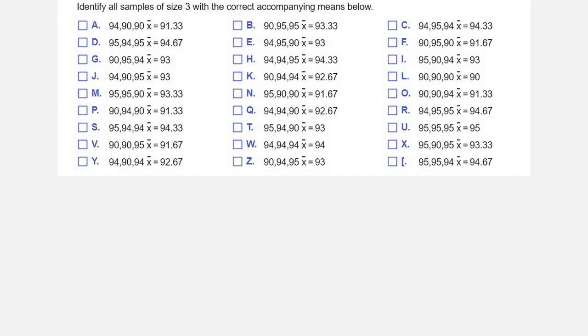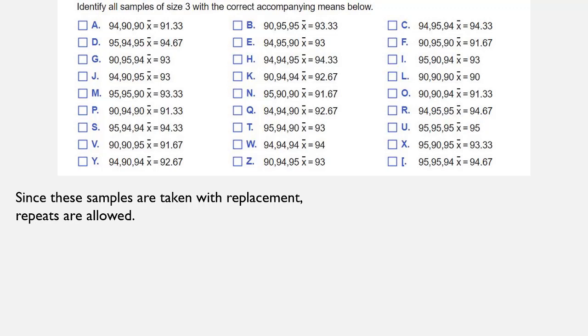Identify all samples of size 3 with the correct accompanying means below. So this looks like a lot. Since these samples are taken with replacement, repeats are allowed. So there's 3 possibilities for the first value you choose, 3 possibilities for the second value you choose, 3 possibilities for the third value you choose. So according to the fundamental counting principle, there's 3 times 3 times 3, which is 27 possible samples of size 3 here with replacement.